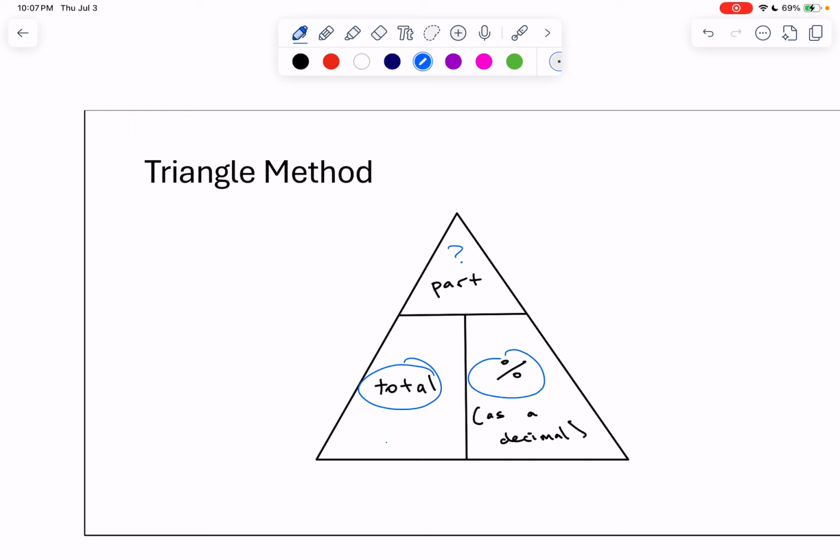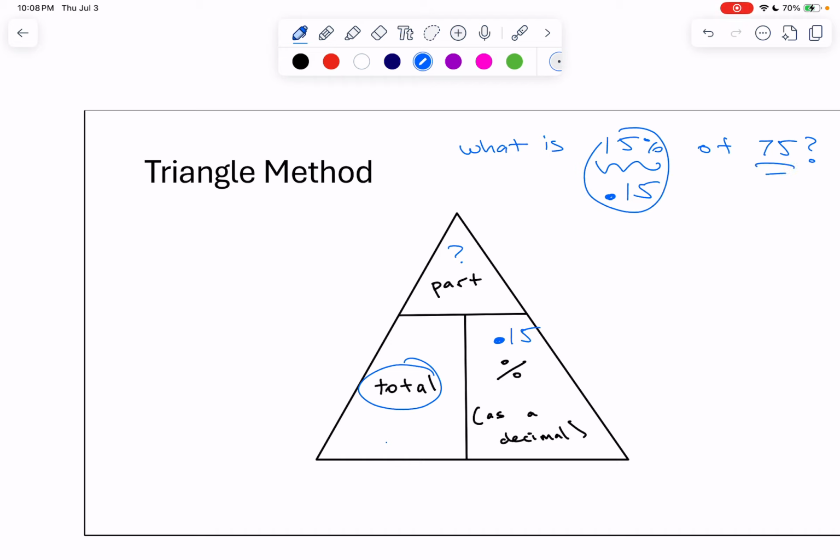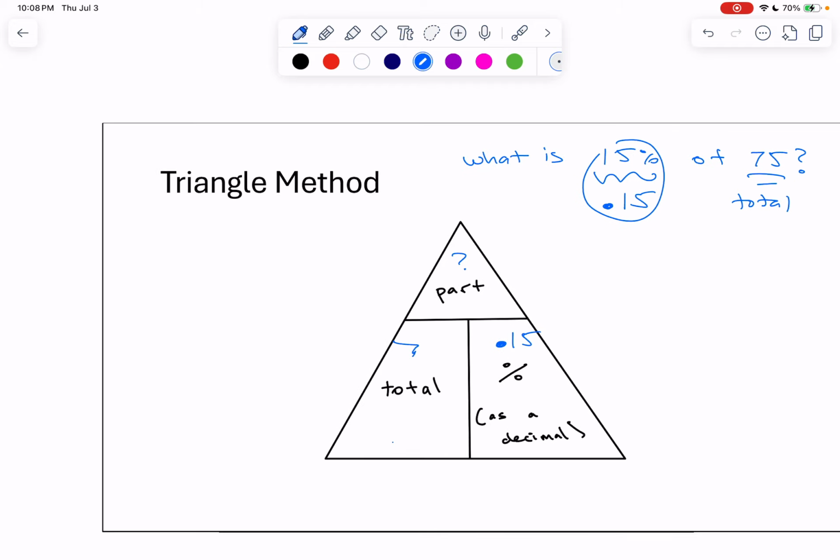So a question like that might be, what is 15% of 75? So again, we have 15%. It's easy to see because that ends in a percentage symbol, that will be our percent as a decimal. So divide that by 100, we get 0.15. We're going to put that right in here. Of 75, so what is this size piece of 75? 75 is our total then, because we're taking a piece of it. That'll be 75 for our total. And we want to know what our part is.